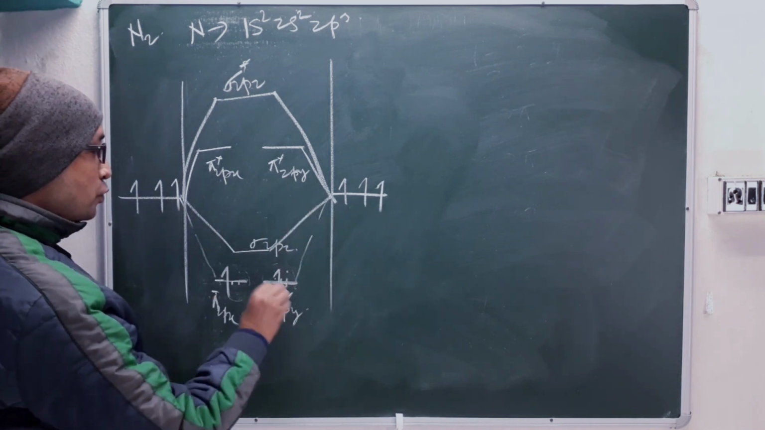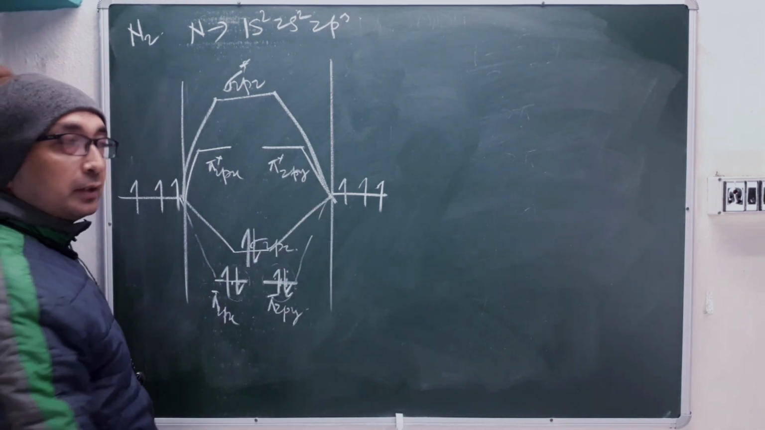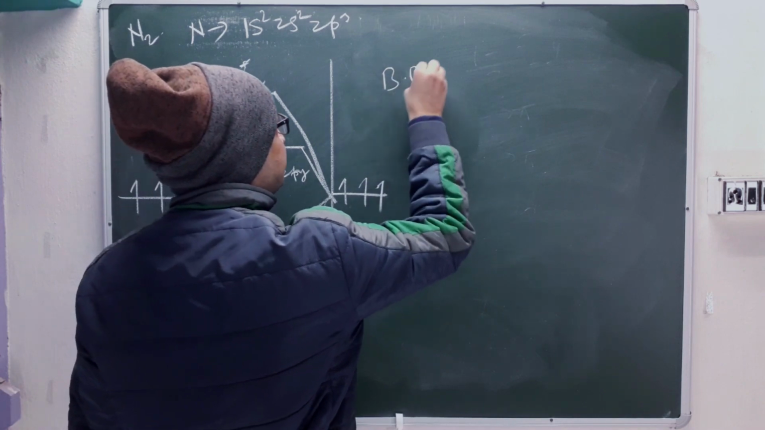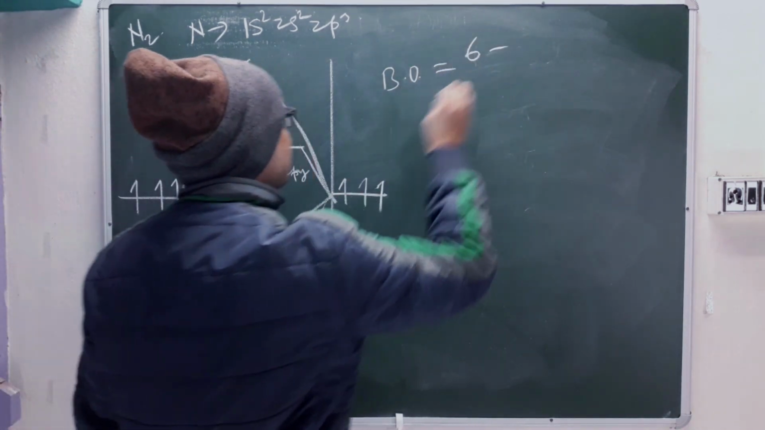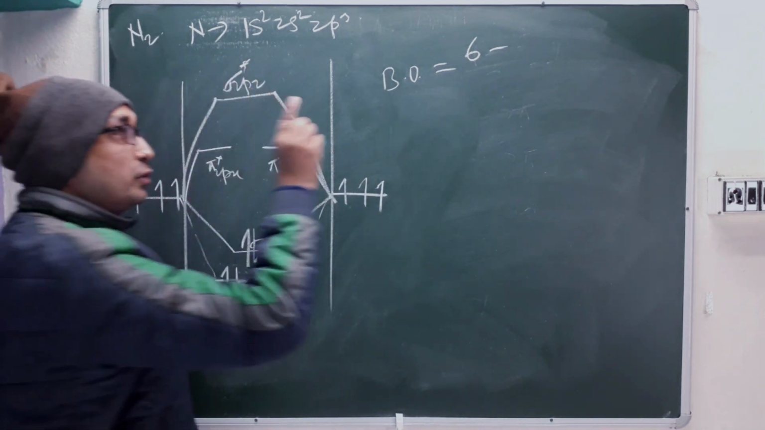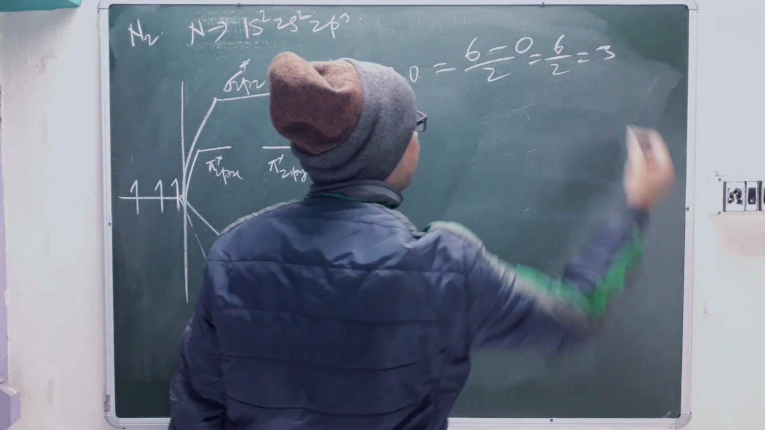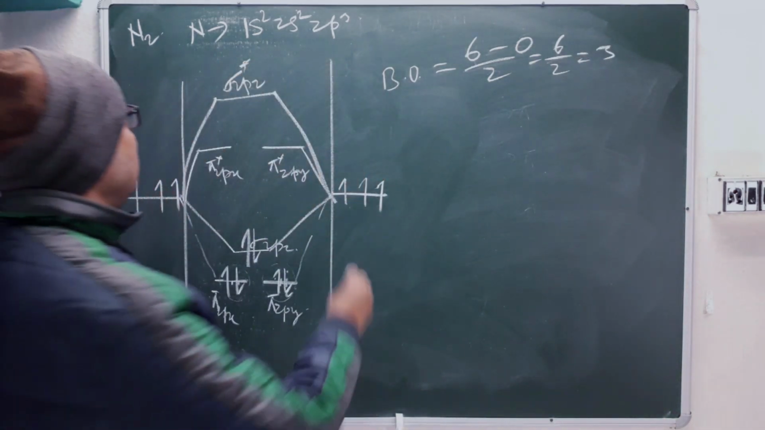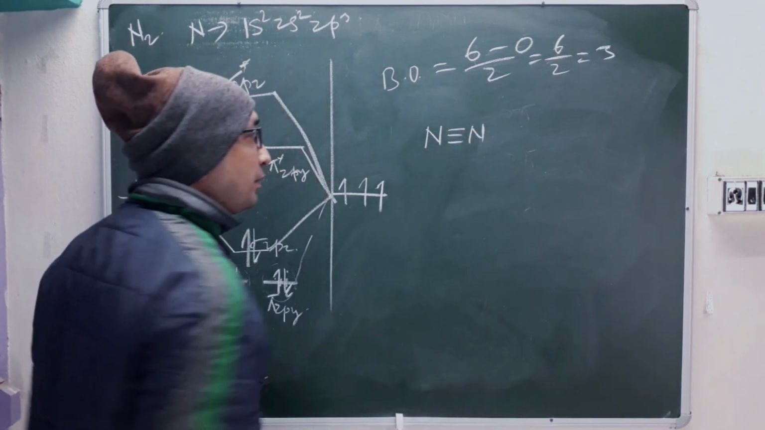Okay, so now 3, 3, 6 electrons are there. So 1, 2, 3, 4, 5, 6. Now what is the bond order? The number of electrons in bonding molecular orbitals is 6, minus the number of electrons in anti-bonding, which is 0, divided by 2. So it will be 6 by 2, which is 3. So the bond order is 3. It means that between these two nitrogens, there will be 3 bonds.